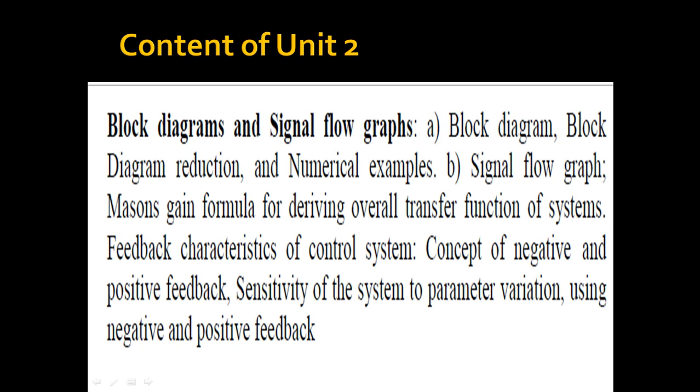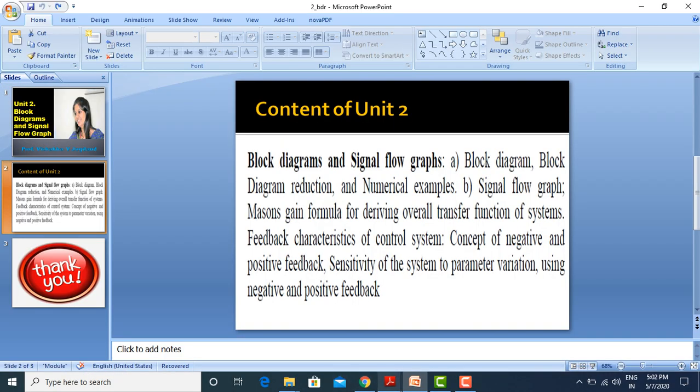In B part, signal flow graph, Mason's gain formula for deriving the overall transfer function of systems, feedback characteristics of control system, concept of negative and positive feedback, sensitivity of system to the parameter variation using negative and positive feedback. Feedback characteristics we have discussed in Unit 1 also, and in this unit also we have to discuss this. Just moving towards A part.